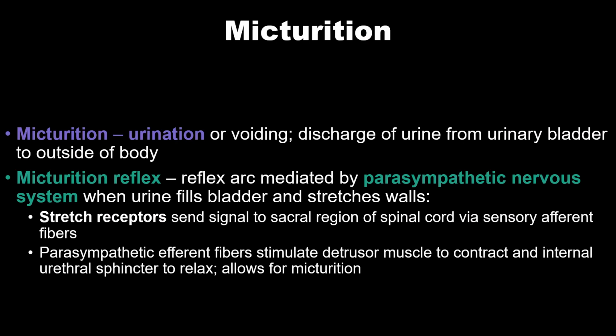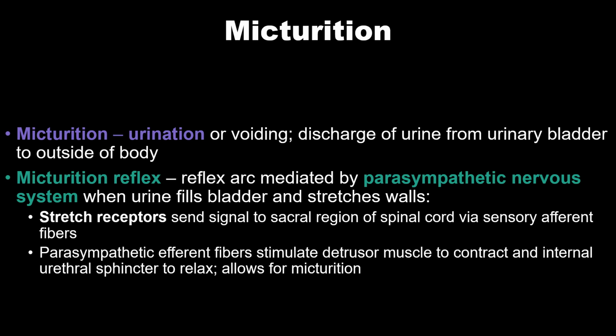So micturition is the actual term for urination. This is the discharge of urine from the urinary bladder to the outside of the body. It is activated by a reflex called the micturition reflex, mediated, of course, by the parasympathetic nervous system. This reflex arc is carried out by three components. There are stretch receptors in the urinary bladder walls. There are sensory afferent nerve fibers that convey this information to the sacral portion of the spinal cord, specifically S2 and S3. And eventually you have parasympathetic efferent fibers that travel to the detrusor muscle and the internal urethral sphincter.